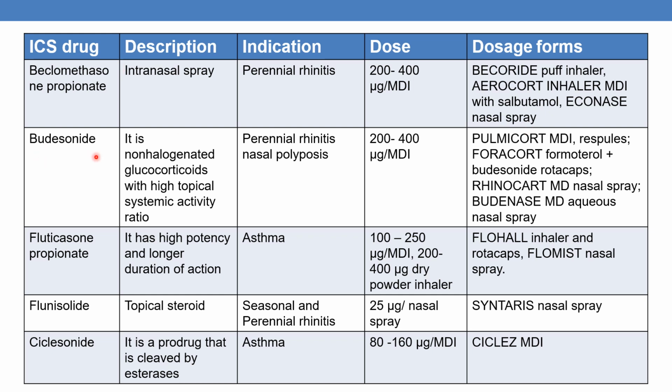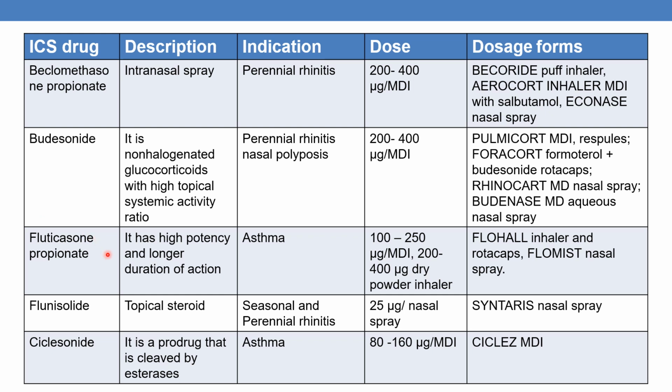Next drug is budesonide. It is a non-halogenated glucocorticoid with high topical to systemic activity ratio. It is indicated for perennial rhinitis and nasal polyposis. Dose is 200 to 400 μg per metered dose inhaler. The marketed products are Pulmicort metered dose inhaler, respules, and Foracort, which contains formoterol plus budesonide rotacaps. Next is Rhinocort metered dose nasal spray and Budinase metered dose aqueous nasal spray.